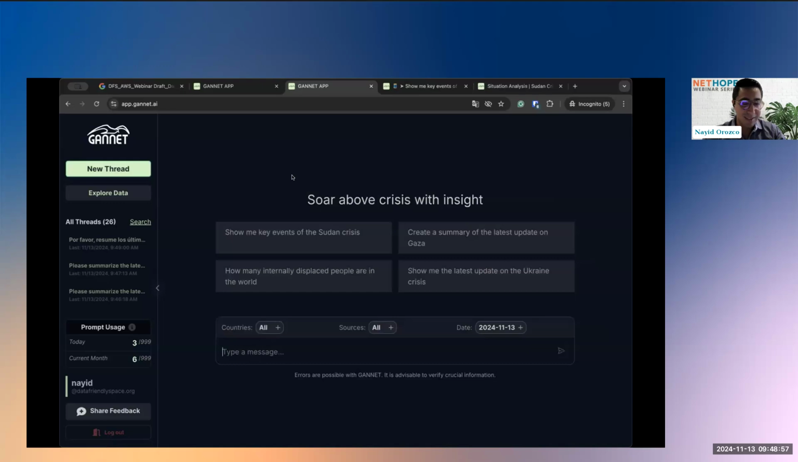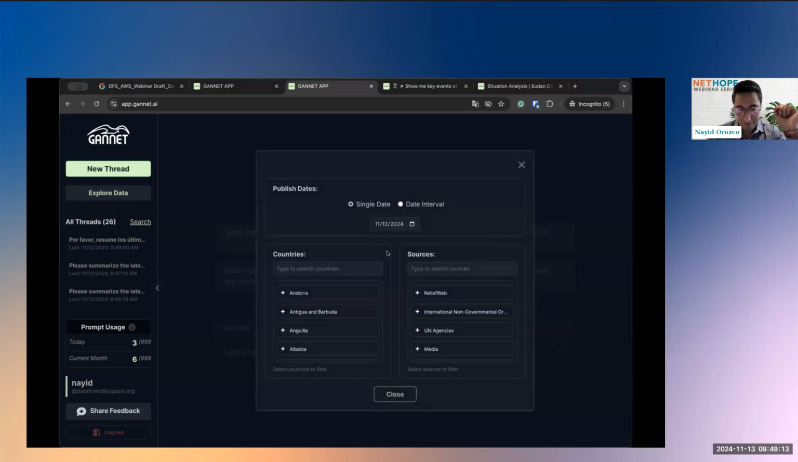But then the more interesting functionality will be the new thread. And just a couple of things that differentiate us from others is you can apply 3 filters to your search. The first one is you can select the publish dates of the documents that you want to include in your prompt. So let's say that you want to only focus on October 2024, you can select those dates. Then if you want to be more specific, you can select the countries that are being referenced in those documents. So you can also apply those filters.